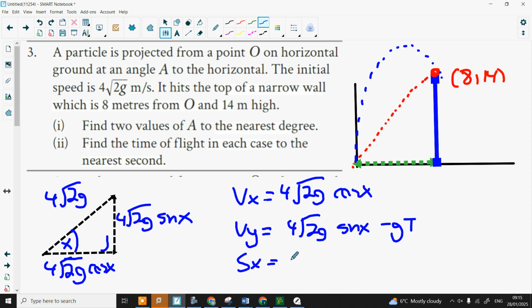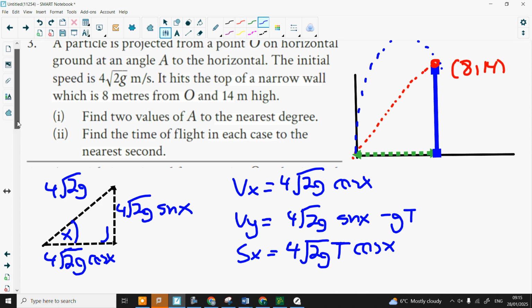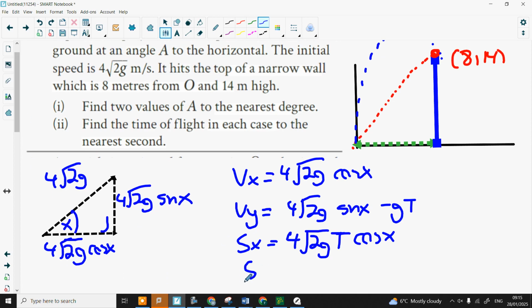Sx is 4 root 2g t cos x, because you're multiplying speed by time. No acceleration to worry about. And sy, 4 root 2g t sin x minus half gt squared. Yeah, perfect. Now here's the deal.